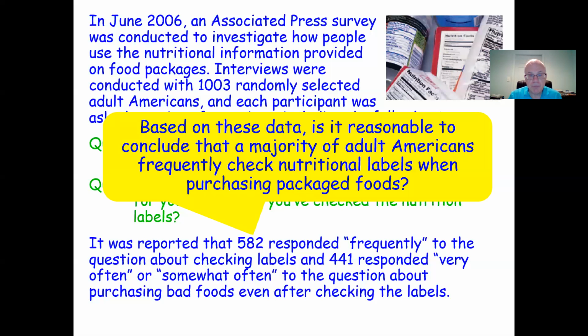Based on this data, is it reasonable to conclude that a majority of adult Americans frequently check nutritional labels when purchasing packaged foods? So the question here is about question number 1. That means the 582 out of the 1,003 are the ones who responded to question number 1 frequently. They frequently check nutritional labels when purchasing packaged foods.